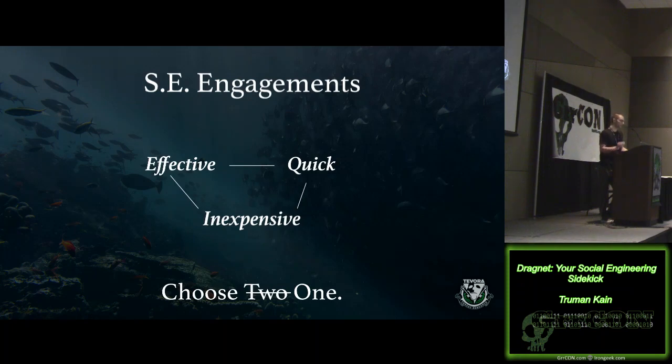So this is the current state of social engineering engagements. You get to choose one: effective, quick, or inexpensive. I'm generalizing a little bit, but the companies with the big budgets are the only ones getting social engineering pen testing for the most part. You'll get smaller companies that really understand the importance, and maybe they are very protective over their IP to the point where they can justify the cost. Or if you go the inexpensive route, you're essentially not getting anything that's going to be effective or quick.